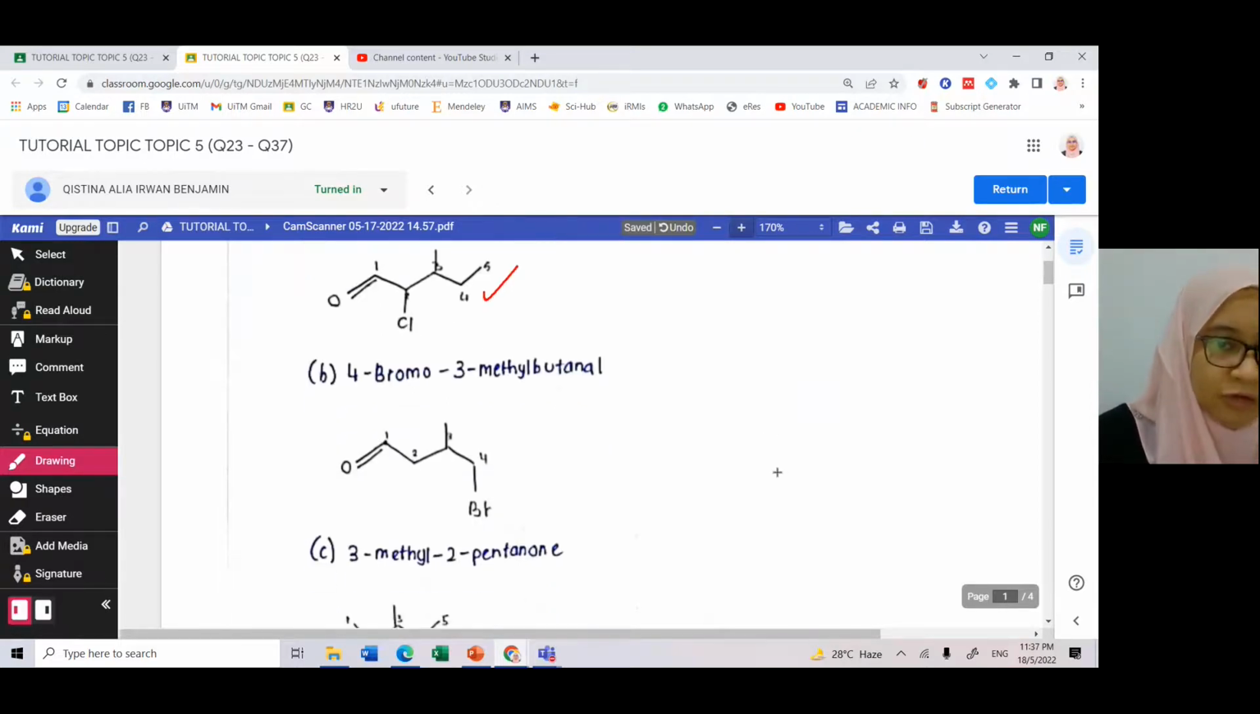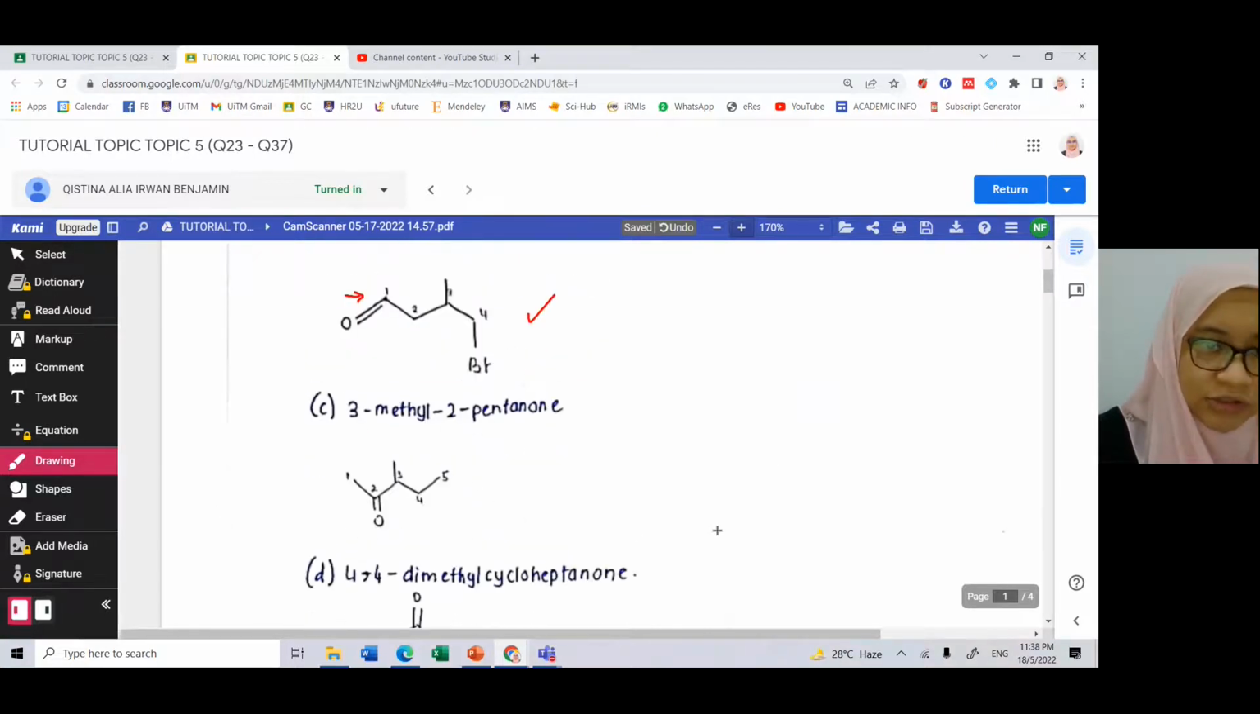And then B, 4-bromo-3-methyl butanal. It is butanal, that means we have 4 carbons, 1, 2, 3, 4. At carbon number 3 we have a methyl group, starting from here, and at carbon number 4 we have bromo. The priority will be on the functional group itself, so we assign carbon number 1 to the carbonyl carbon. So this is also correct.